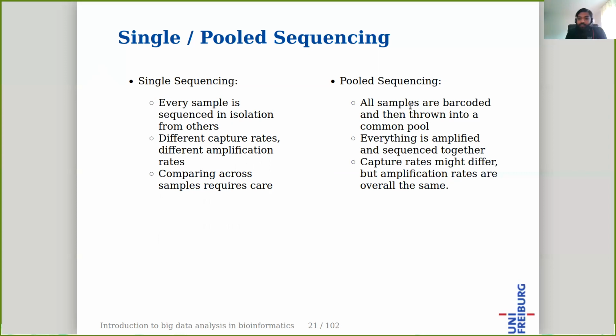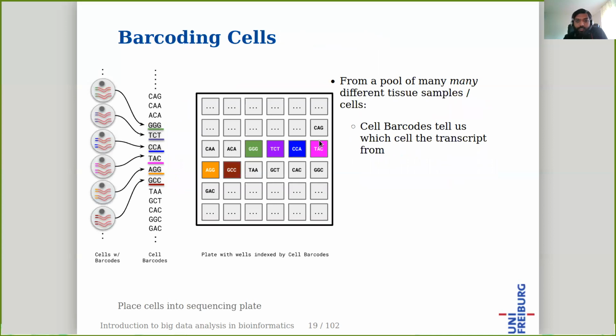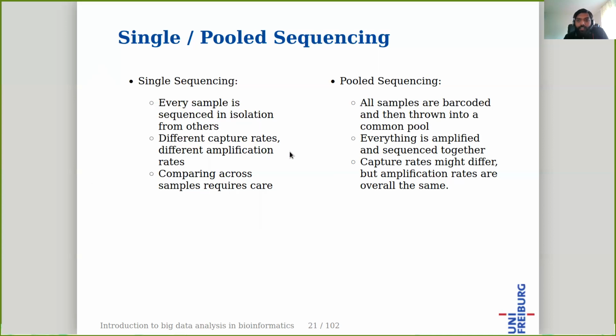The other, more sophisticated way of doing single cell sequencing is, as I said, we can barcode the cells and then just pool them all together, amplify them together, and then sequence them, because we know which barcode we added. So in this way, the capture rate might differ, but the amplification rates are all the same. Then we don't have this problem anymore. But we need an additional step of adding barcodes.